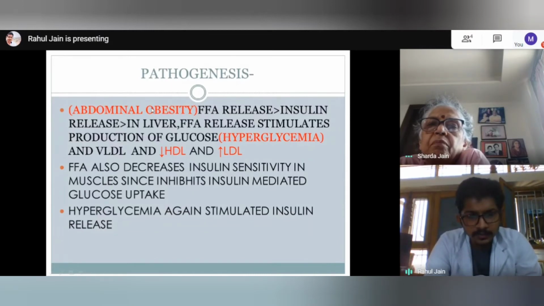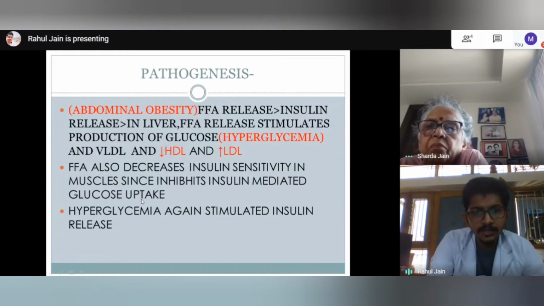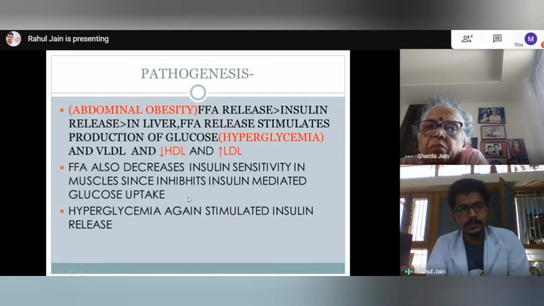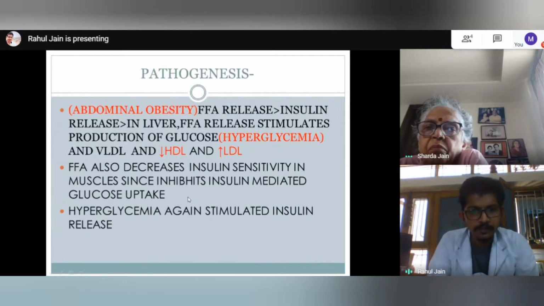So first, this abdominal obesity causes hyperglycemia, decreased HDL and increased LDL. This hyperglycemia will again cause hyperinsulinemia, which makes it a vicious cycle. Then free fatty acids also decrease insulin sensitivity in muscles. Because in muscles, there are 2 pathways for glucose uptake: one is an insulin dependent pathway, one is an insulin independent pathway.